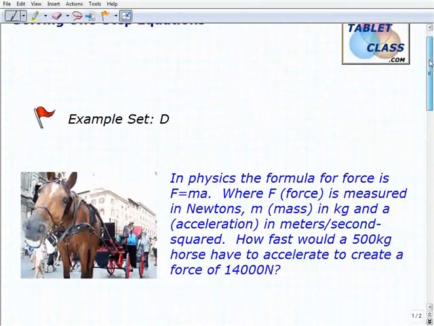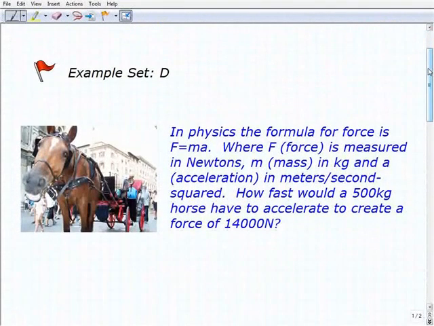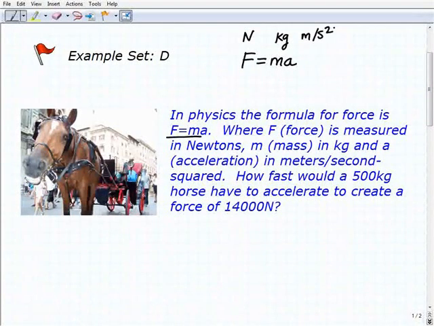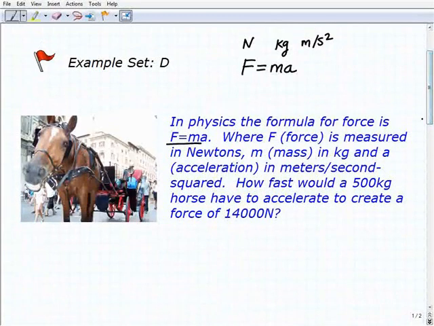And what we have here is a short little word problem that's going to involve a one-step equation to find the answer. Okay, so let me go ahead and read the problem to you, and then we'll talk about how to do it. It says, in physics, the formula for force is F equals ma, or rather, force equals mass times acceleration. And force is generally measured in newtons, mass is generally measured in kilograms, and then acceleration is generally measured in meters per second squared. The reason why I say generally is because there are other units, but these are the ones we're going to stick with in this particular problem.